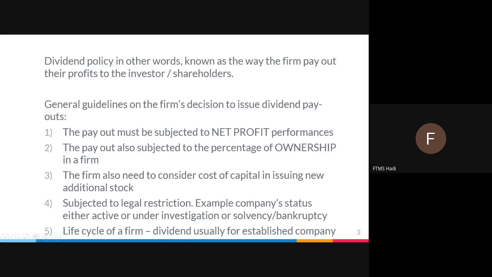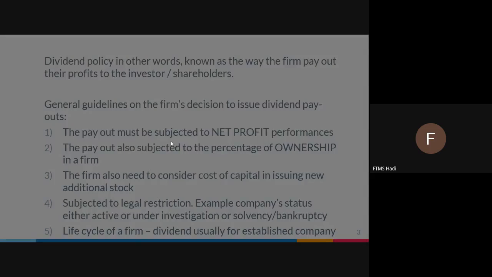And the last one, the life cycle of a firm. Dividends are usually for established companies. If you invest in a growth company, meaning the company is rising, definitely the potential dividend will be there. But if the company is in a declining stage, the potential dividend that you will get is not there. So that is a little bit of an overview of the decision for companies to issue payouts or dividends.